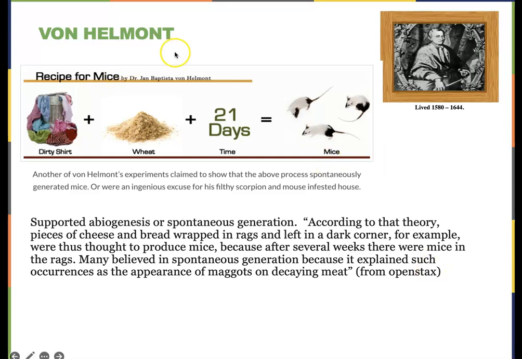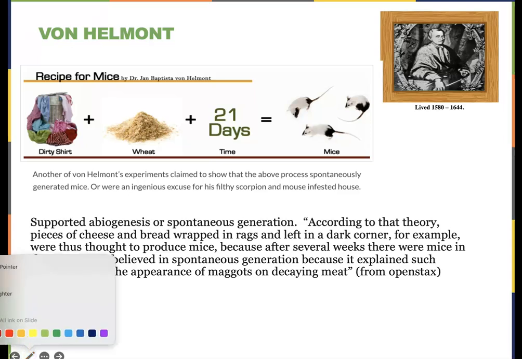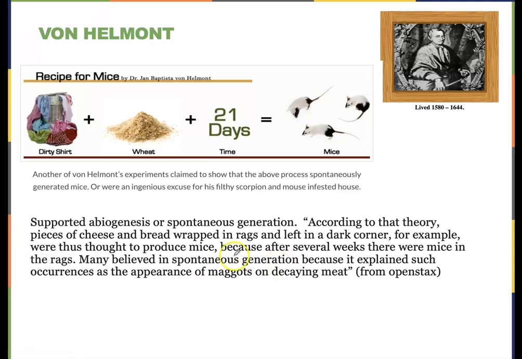So we're going to start off with von Helmont here. We looked at him in chapter 1, I think, and he was a proponent of abiogenesis or spontaneous generation, right? So he supported it. And he thought that cheese and bread wrapped in rags and left in a dark corner were able to produce mice. And after several weeks, there were mice in rags.